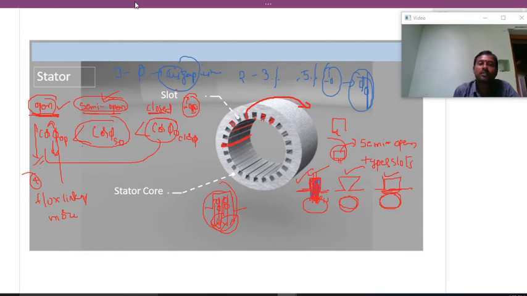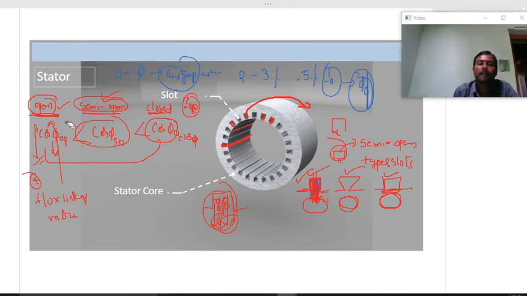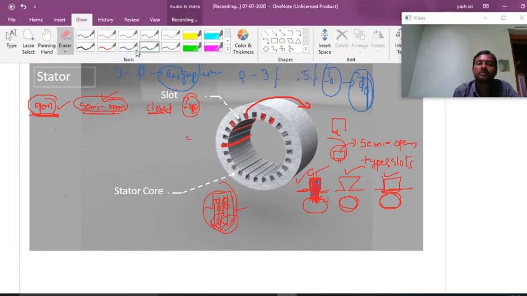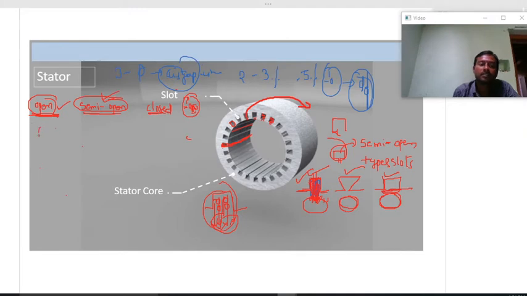Simply we can say that leakage flux is less, because the linking flux is more. There is an easy, direct path available, so the flux can link from the stator conductors to the rotor, so the flux linkages increase.